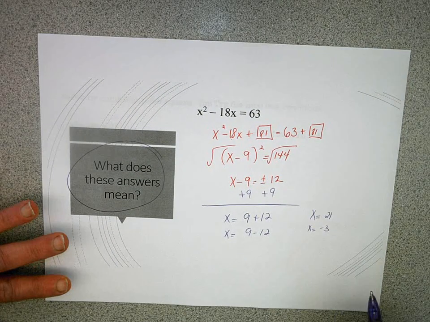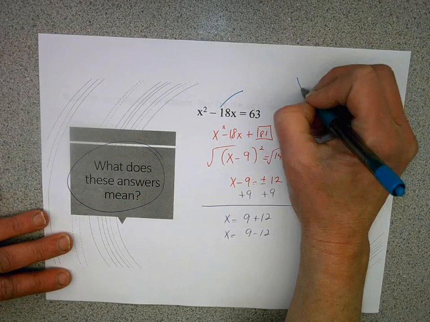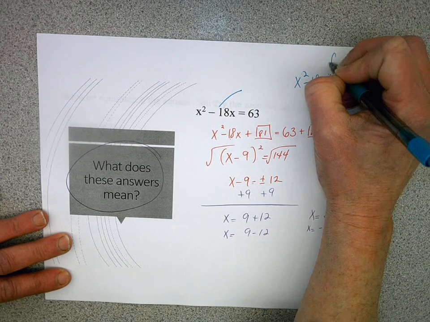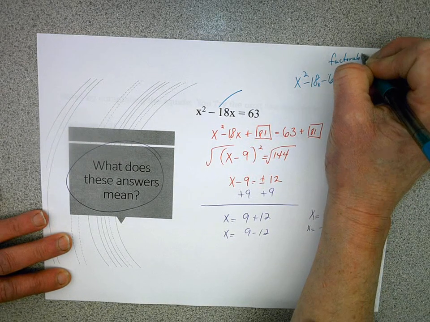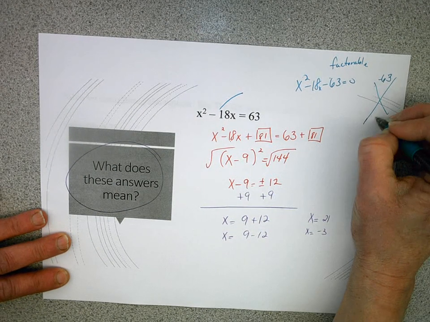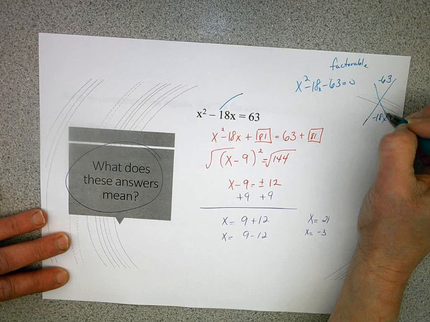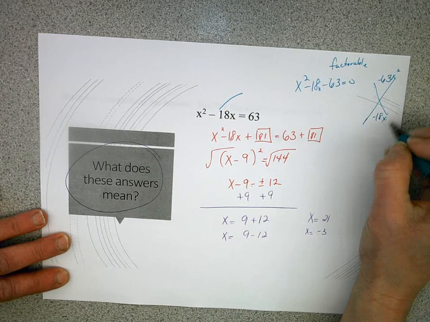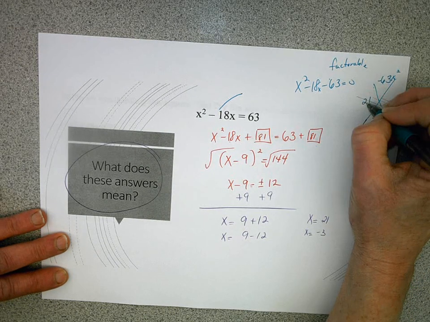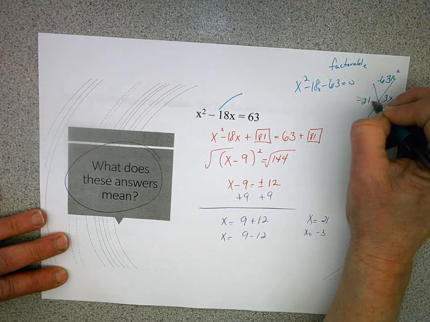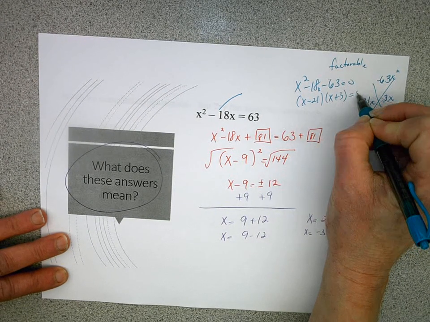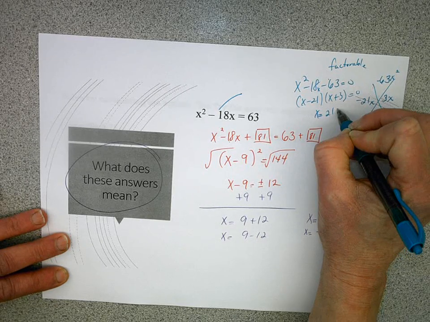Well, it actually means that this first problem, if I would have wrote it like this and moved this 63 over, it was actually factorable. So if you actually did a diamond problem and you figured out what multiplies to be 63 and adds to be negative 18, it would have actually been negative 21 and positive 3. And so you would have x minus 21 and x plus 3. And when you solve it, you'd be the opposite, and you would get the same exact answer.